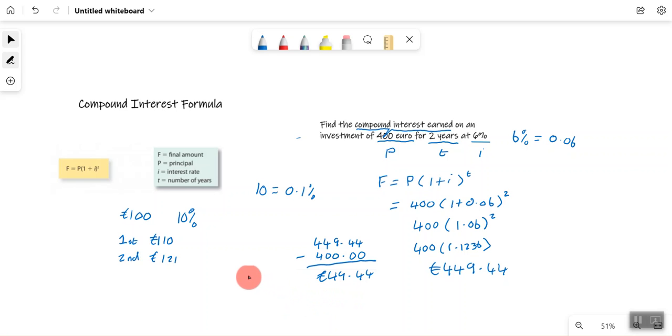So this is just like a quick introduction to the compound interest formula and how to use the compound interest formula.